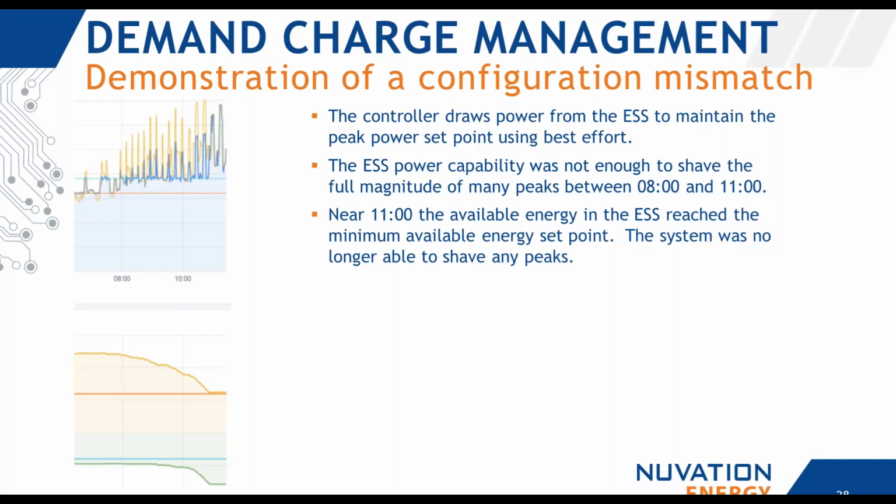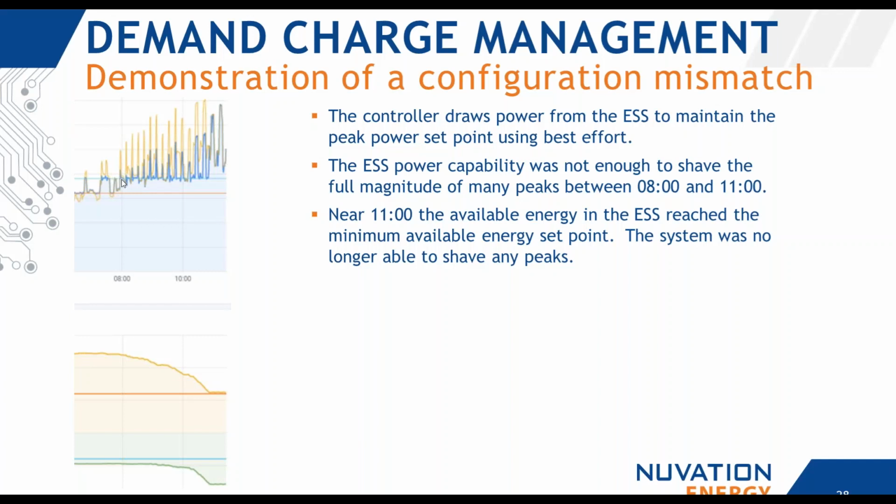So here we're going to see a demonstration of what happens when you have a mismatch in the power and energy requirements for the site, the energy storage system, and the configuration of the controller. Early on in this graph, you can see the controller is able to maintain this peak power set point by providing energy from the battery system.